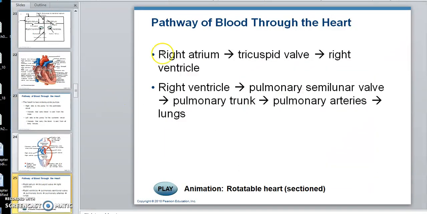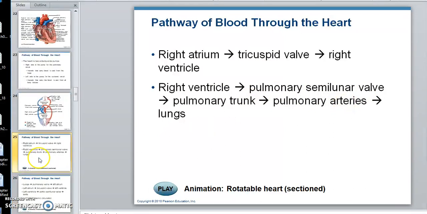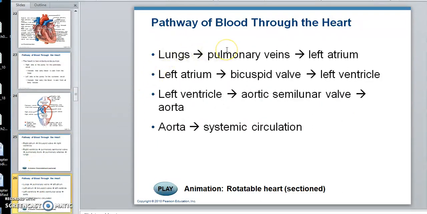Okay? So pathway, right atrium, tricuspid valve, right ventricle to pulmonary semilunar valve, pulmonary trunk, pulmonary arteries, the lungs, and so forth like that. Okay? And then from the lungs, the pulmonary veins, the left atrium through the bicuspid valve, left ventricle into the aortic semilunar valve and aorta, and then the systemic. So study that heavily.